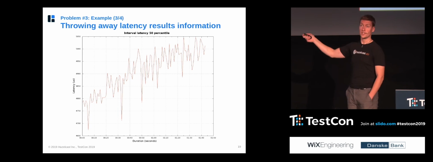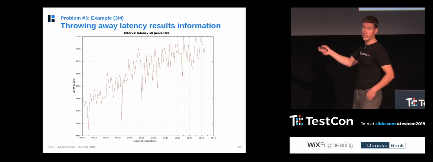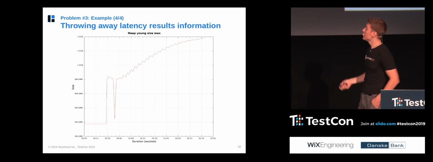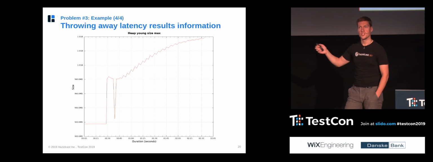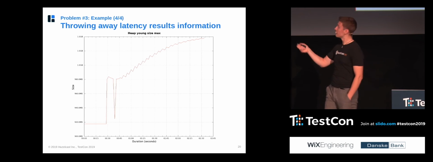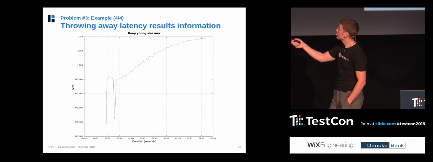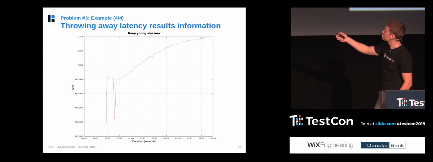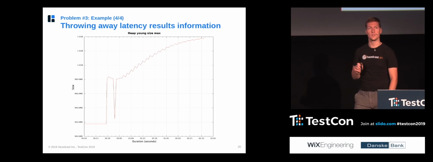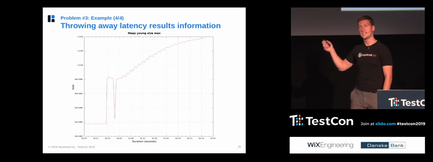What happened in this particular case? Yeah, I'm a Java person, so the first chart to look at was GC heap sizes, and this is where it was a memory leak. You see here I have a heap young size maximum, so it's increasing. It's actually a memory leak.